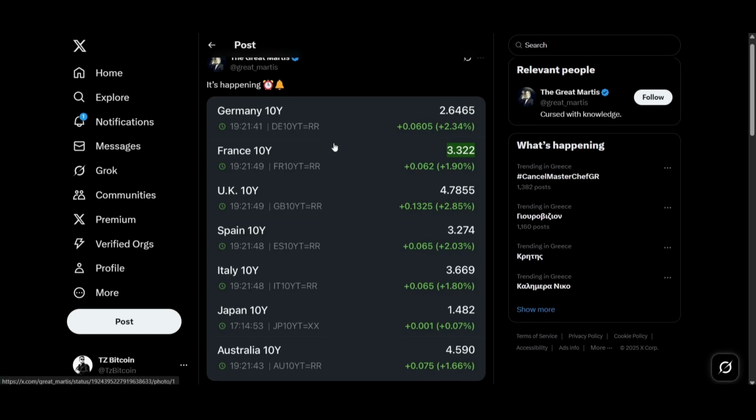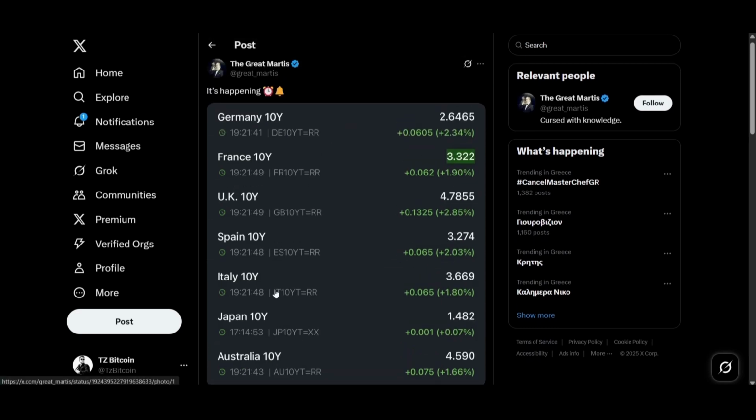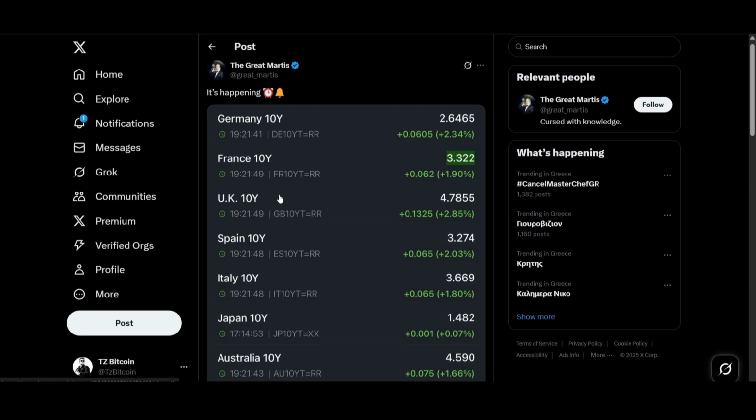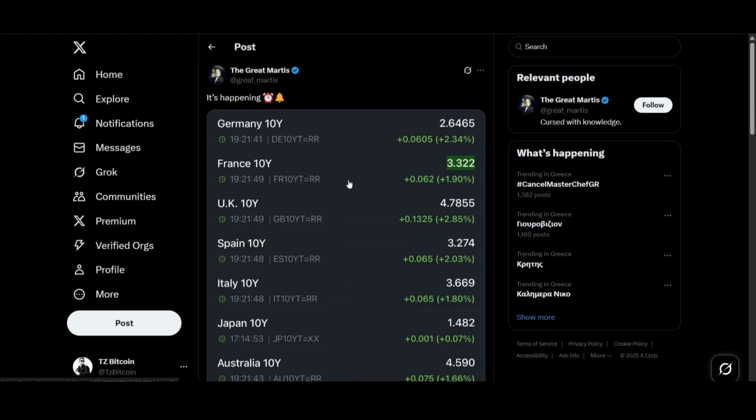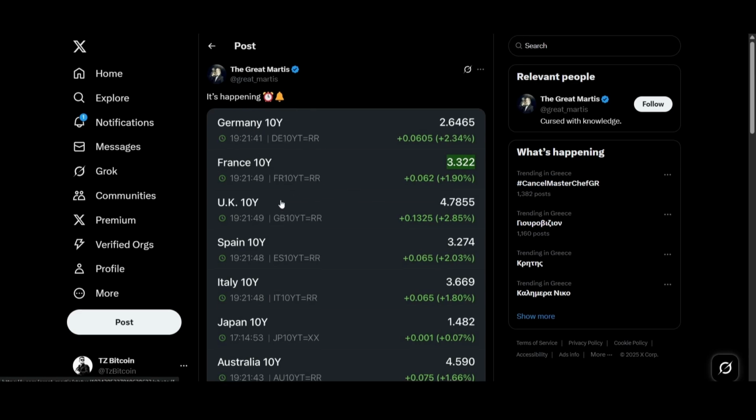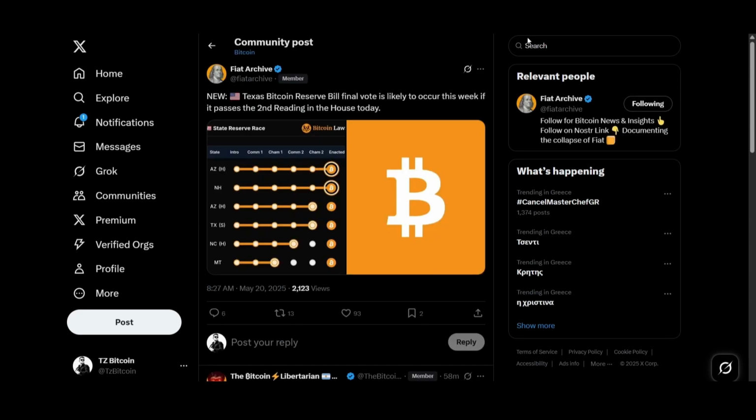Another thing that's very, very important, we see that the global 10-year bond yield is rising, which is very good for our risky assets. So, good things happening. This means that the currencies of these countries and the credit of these countries are not so trustworthy. So people start to lose their trust in governments and credit. They may be flipping into Bitcoin.